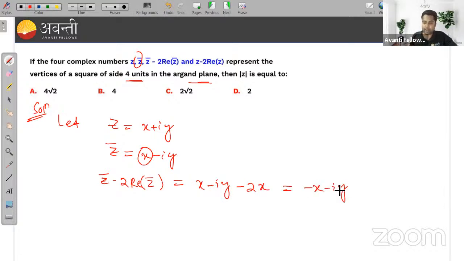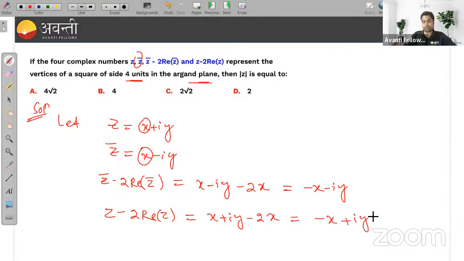I got the third number. And the fourth number is z minus 2 times real of z, that is x plus iy minus 2 times real of z, which is 2x. So this becomes minus x plus iy. So these are the four numbers I got. If you write these complex numbers coordinate-wise, the coordinate of this number will be (x, y), this is (x, minus y), this is (minus x, minus y), and this is (minus x, y).